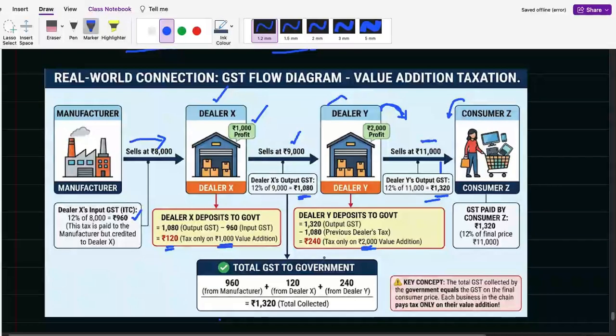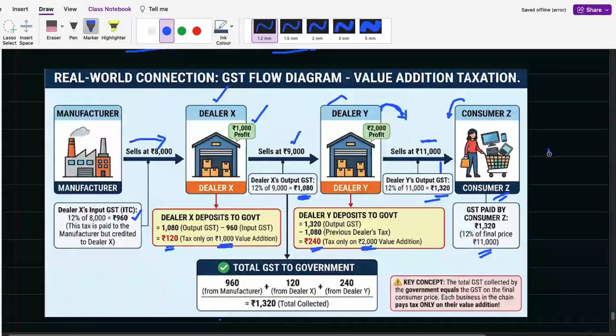240 is the 12% of the 2,000 margin which he has kept, 2,000 profit. So he is paying GST to the government only on the profit that he is making, not on all the amount, because he has already paid some of the amount, right? So he will not pay the full again. But here the chain breaks. Consumer does not have anything called ITC. We cannot go and claim to the government that we have paid GST, we want it back. No. So they will pay 11,000 marked price and 12%, 1,320.